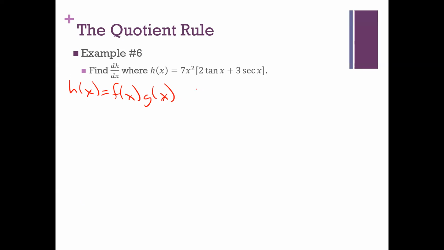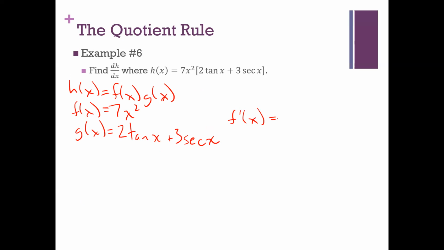So I have h equals f times g. F of x is going to be equal to, let's say, 7x squared, and g of x will be equal to 2 tangent x plus 3 secant x. I think we can do f prime of x. What is it? 14x. 14x.